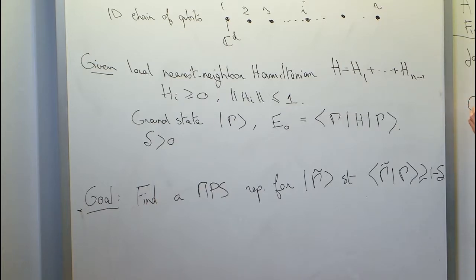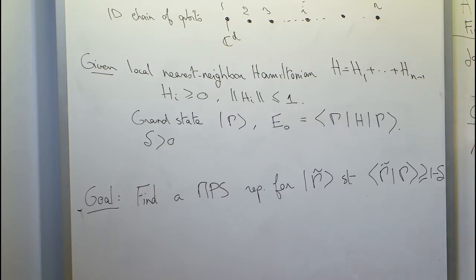So that's the problem. The first question I should ask is, does this representation exist? Does there exist an efficient, polynomial size representation for the ground state? When I say polynomial, it'll always be polynomial in the length of the chain, the number of qubits. That's the parameter that grows. The local dimension d is fixed. Think of it as being 5 or 10 or something like that. So does a polynomial size representation for the ground state, or a good approximation to the ground state, exist?